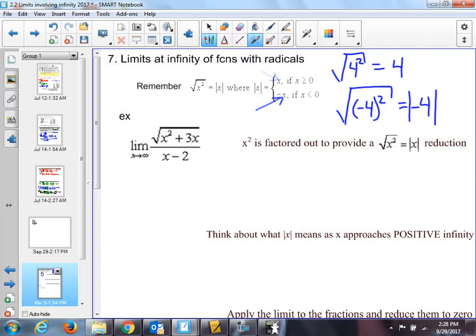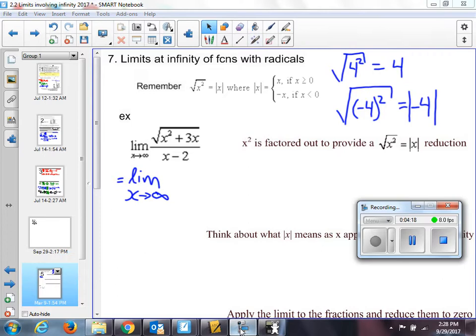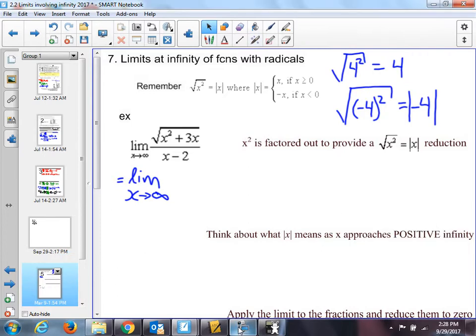So, limits at infinity. The limit as x approaches infinity of this radical expression divided by x minus 2. Now I'm giving you some hints here. x squared is factored out to provide one of these absolute value reductions. So what do I mean by that? Well, let's take this slower. Okay, I want to make sure I'm recording because Corey and the gang need to see this. Okay, x squared is factored out under the radical sign, under the square root.